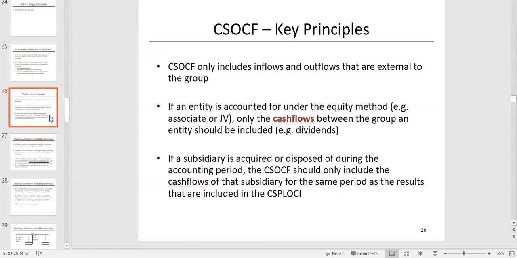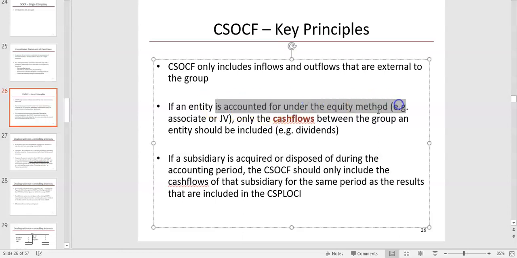So the key principles when preparing a consolidated statement of cash flows is we're only looking at cash inflows and outflows external to the group. So any cash inflows and outflows between a parent and subsidiary, they're eliminated, like you do for unrealized profit or revenue and cost of sales for the profit or loss statement. And remember, if an entity is accounted under the equity method, you're only interested in the cash flows from an associate or JV, not the share of profits. They're different things. We're only looking at cash flow for the statement of cash flows.